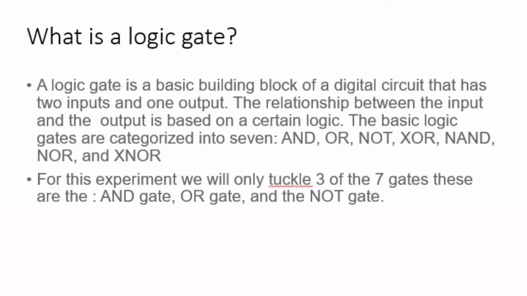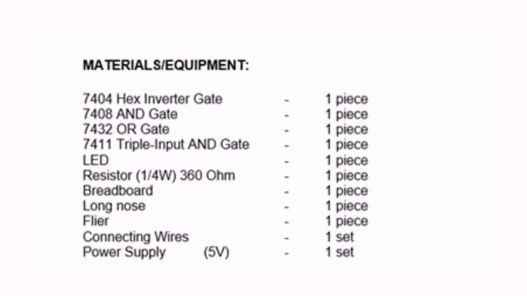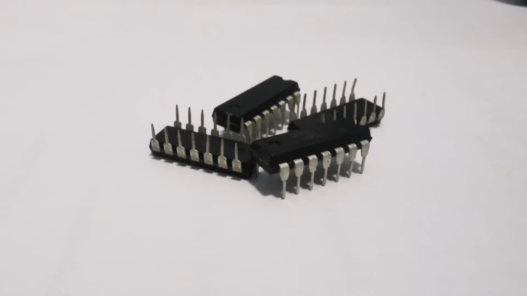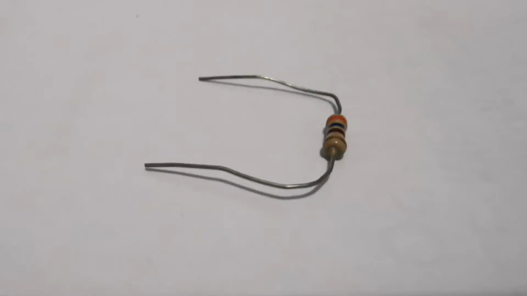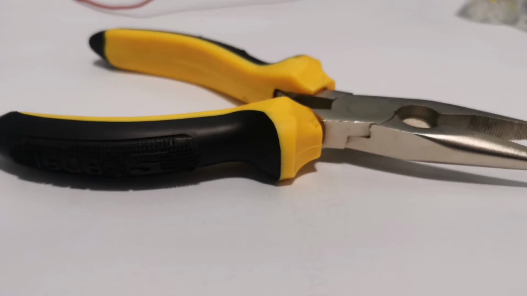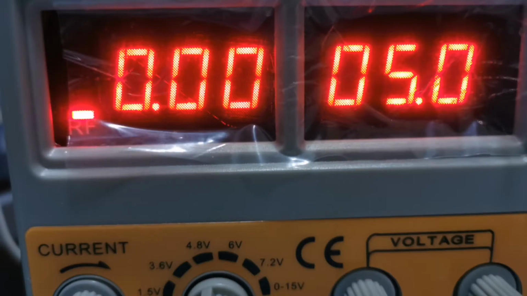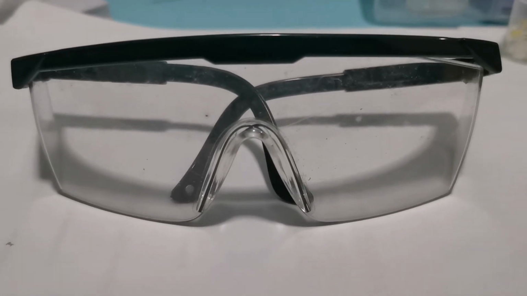The materials needed are the 7404 hex inverter gate, 7408 AND gate, 7432 OR gate, 7411 triple input AND gate, an LED, a 360 ohm resistor, breadboard, long nose pliers, connecting wires, and a 5-volt power supply. Before starting the experiment, we must use safety goggles.